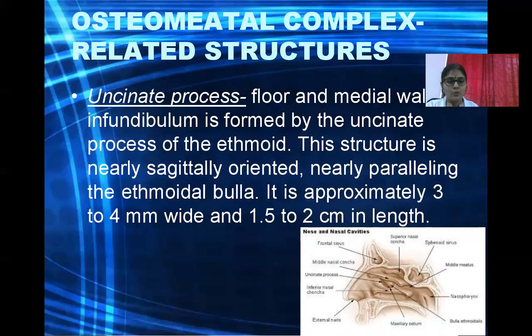The uncinate process forms the floor and the medial wall of the infundibulum. This structure is nearly sagittally oriented. It's sickle shaped or boomerang shaped. It parallels the ethmoid bulla. It is approximately 3 to 4 millimeters wide and 1.5 to 2 centimeters in length. That's the uncinate process.